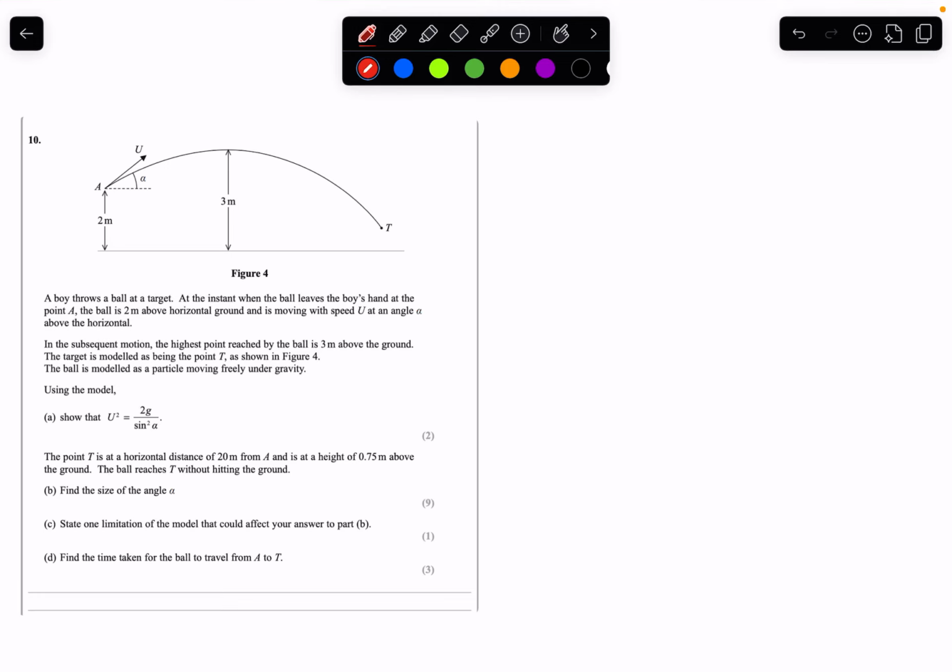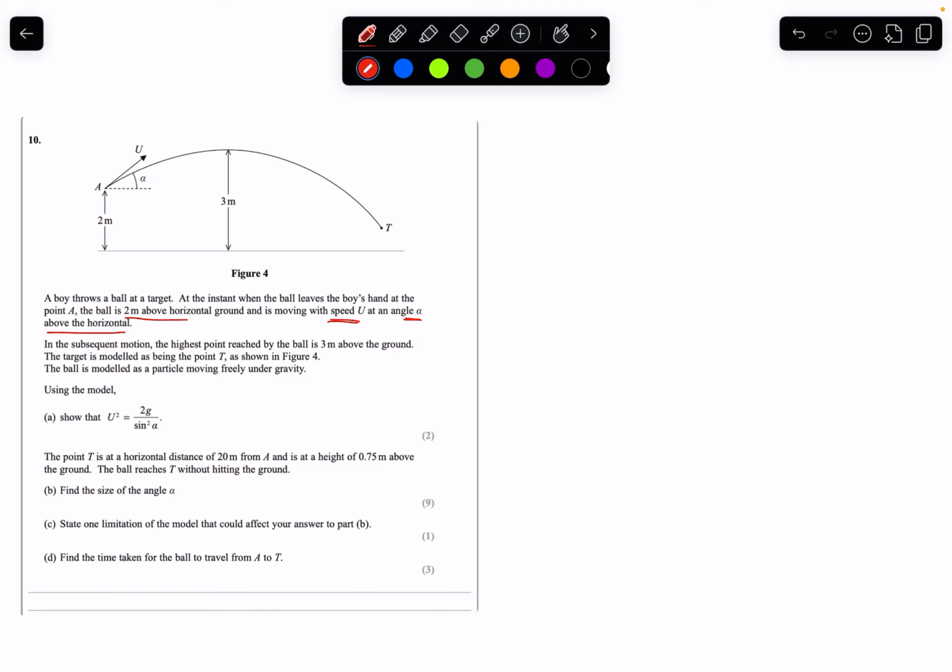All right, so let's have a look at how we can do this question here. It says a boy throws a ball at a target. At the instant when the ball leaves the boy's hand, at the point A, the ball is 2 meters above the ground. So we can see that's 2 meters above the ground and is moving with speed u at an angle theta above the ground.